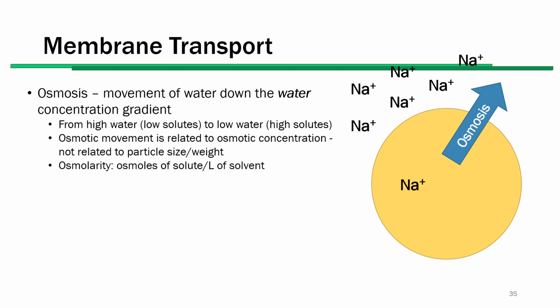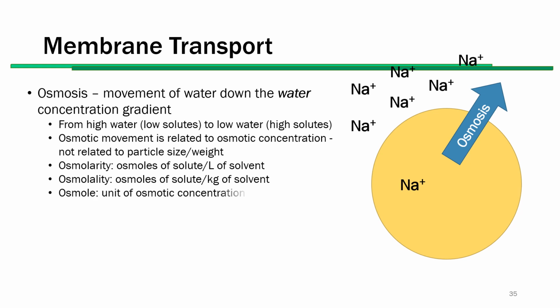Osmolarity is the osmoles of solute per liter of solvent. We also use the term osmolality, which is the osmoles of solute per kilogram of solvent. Usually in biological systems, if we're talking about fluids in the body, we use osmolality because it's easier to measure kilograms than it is to measure liters inside of a body. So osmolality is more commonly used.